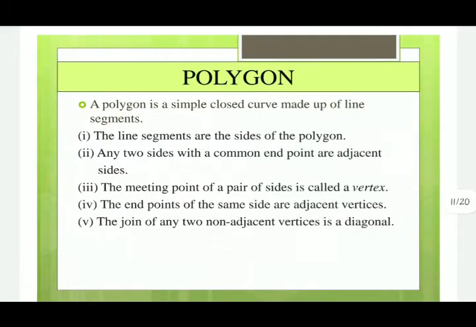Now polygon. A polygon is a simple closed curve made up of line segments. The line segments are the sides of the polygon. Let us see one example.